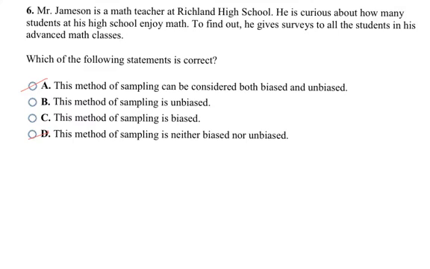Now, if you look, he asked only students that are in the advanced math classes if they liked math. So that's not a very good sample because if they're in those advanced math classes, they probably do well at math. There's some bias there. So this method of sampling is biased, which is choice C.